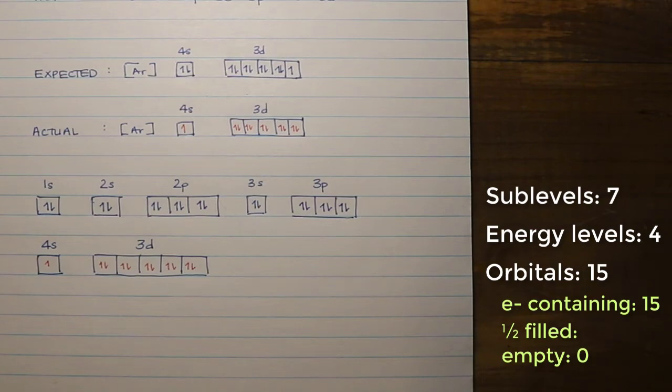14 of those orbitals are fully filled, and one of those orbitals is partially filled. So if you are asked a question with regard to orbitals, sublevels, principal quantum numbers, or energy levels, just remember to draw out the full orbital box diagram, and it will help you visualize that question and that element a little bit easier.